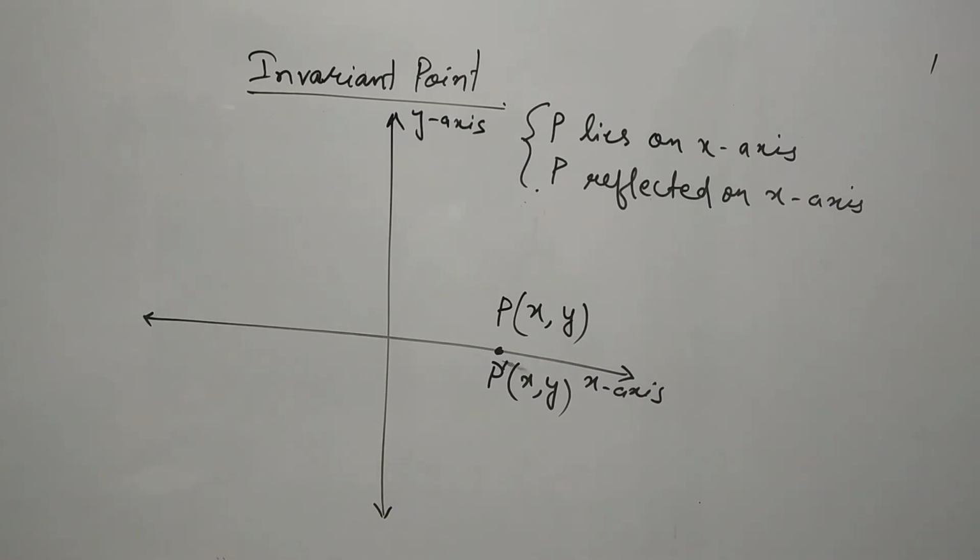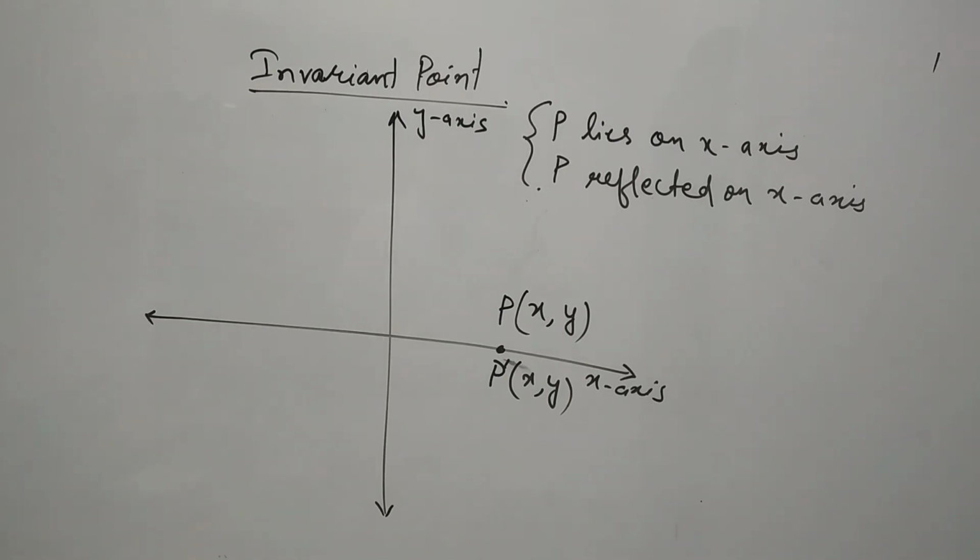So we have learned four things: point P reflected on the y-axis, point P reflected on x-axis, point P reflected on origin, and the invariant point. So students, these are the basic things in the chapter reflection, which you have to use to solve the different questions related to this chapter, and which will be important for your board exam.